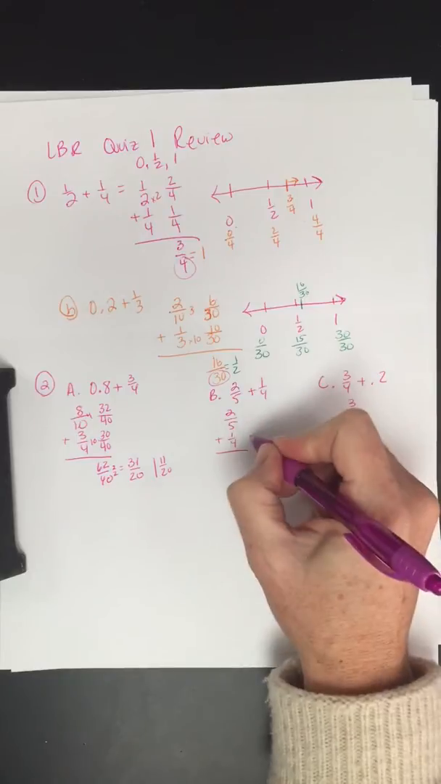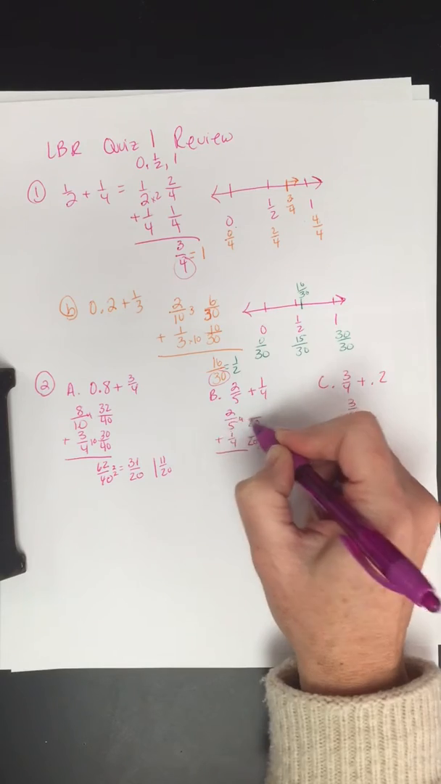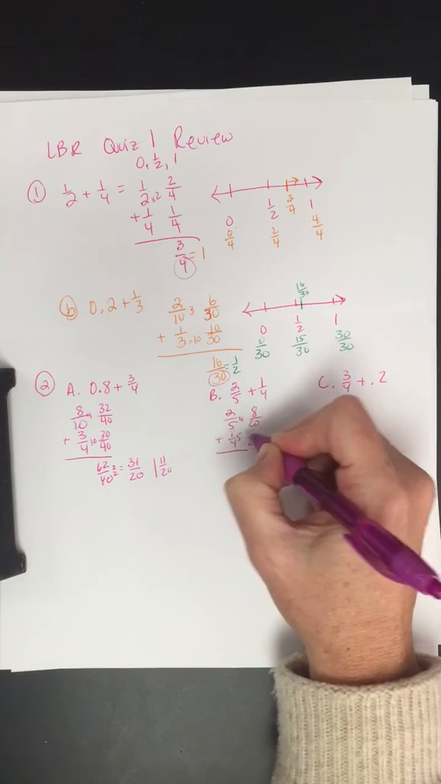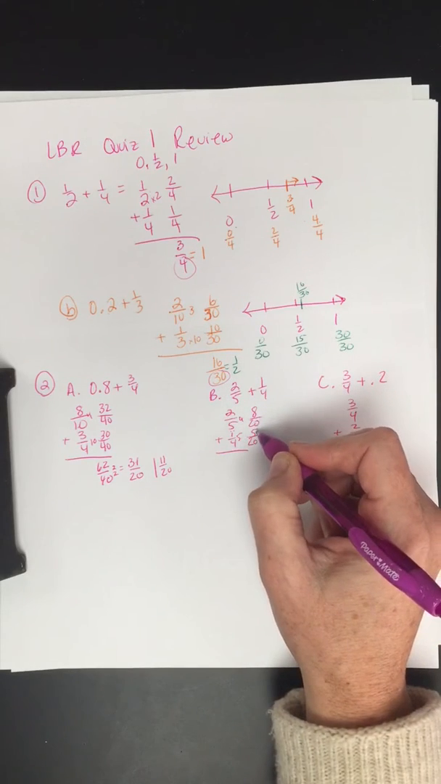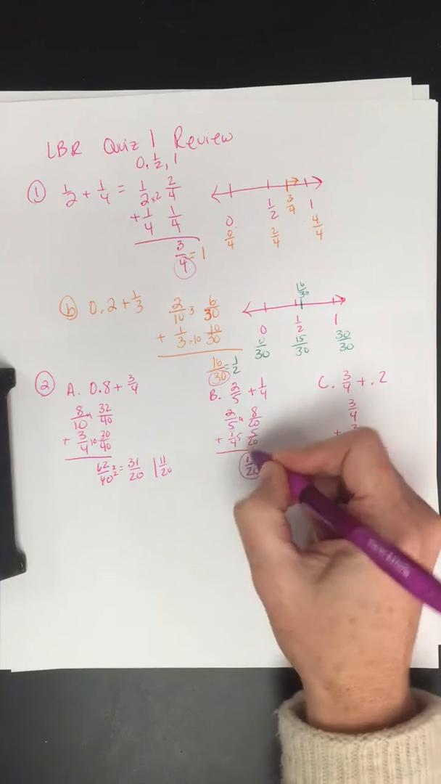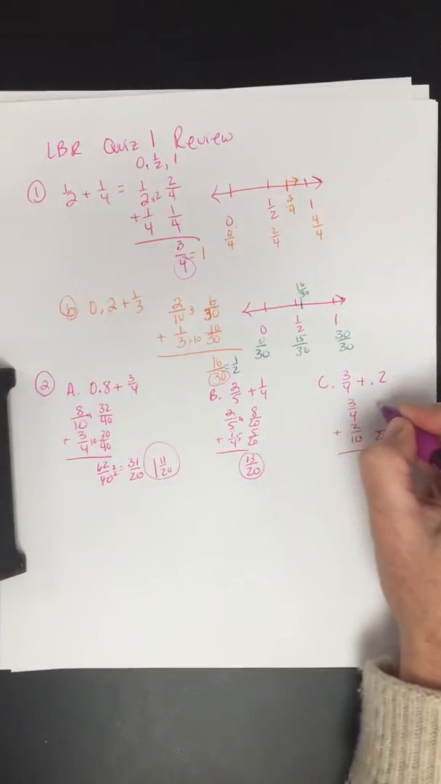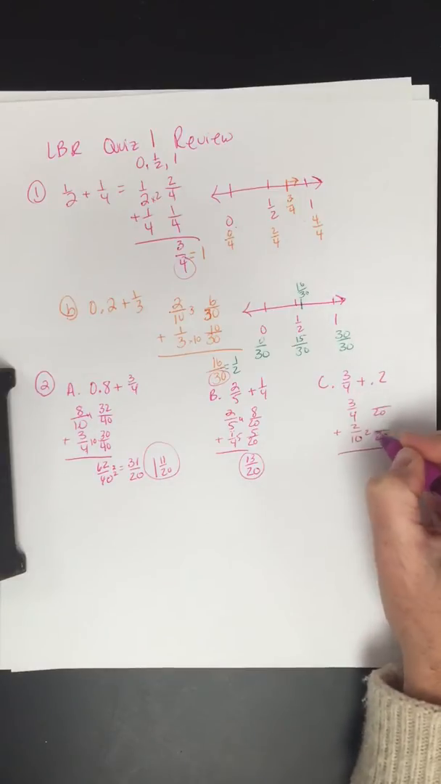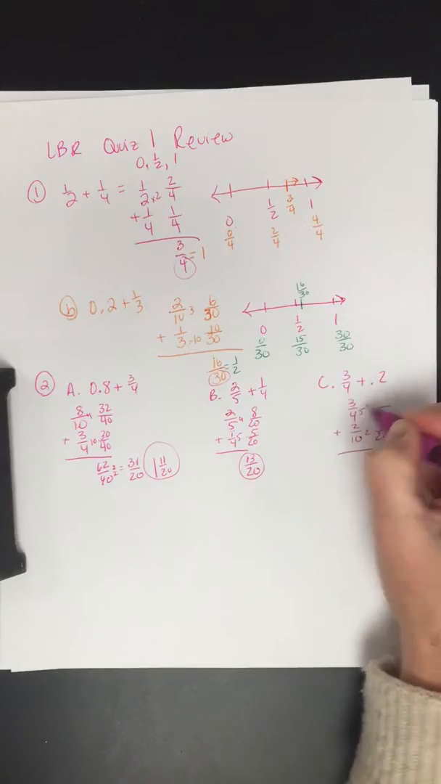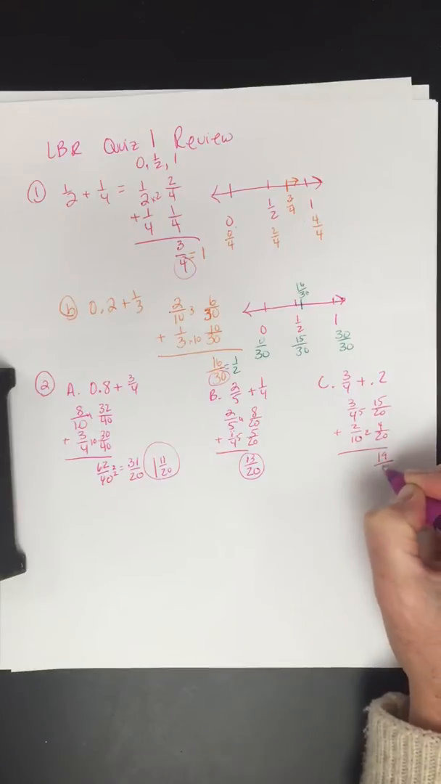This one, I have to find a common denominator. I will choose 20. 5 times 4 is 20. 2 times 4 is 8. 4 times 5 is 20, so 1 times 5 is 5. So I have 8 plus 5 is 13/20. That's my answer here. Now I have this one. I'm going to choose 20 again. 10 times 2 is 20. 2 times 2 is 4. 4 times 5 is 20. 3 times 5 is 15. 15 plus 4 is 19/20.